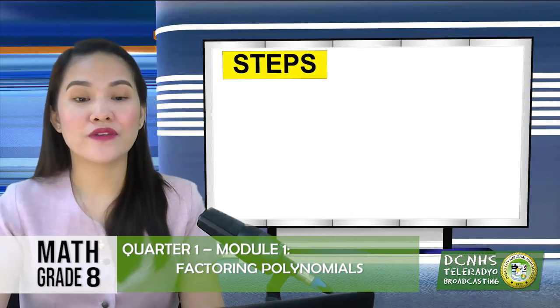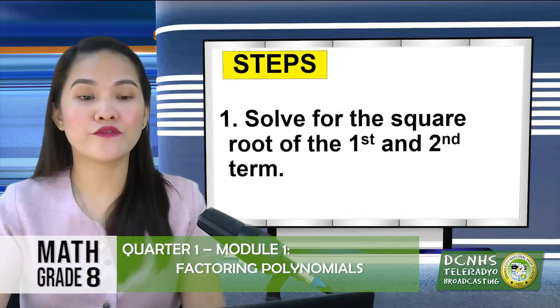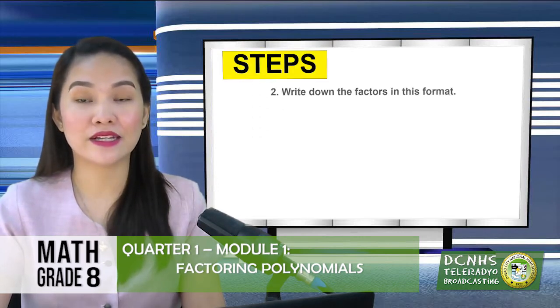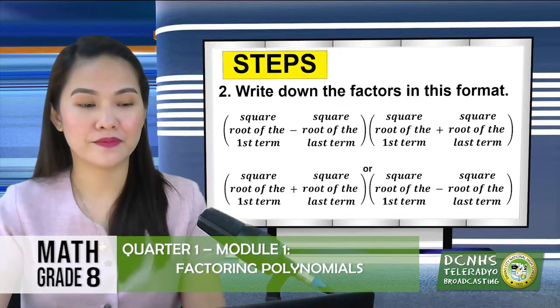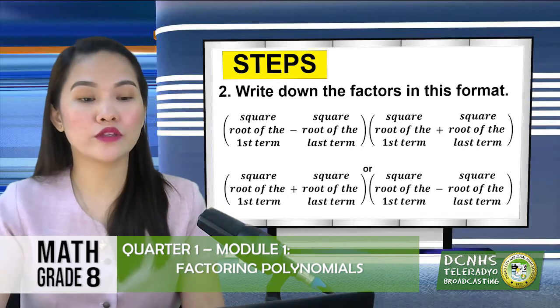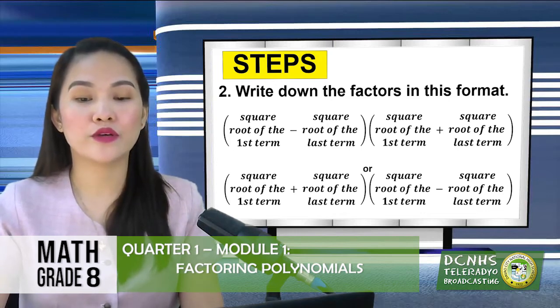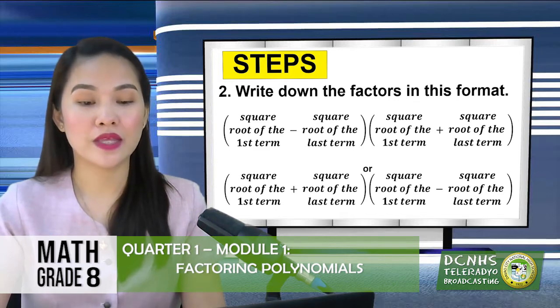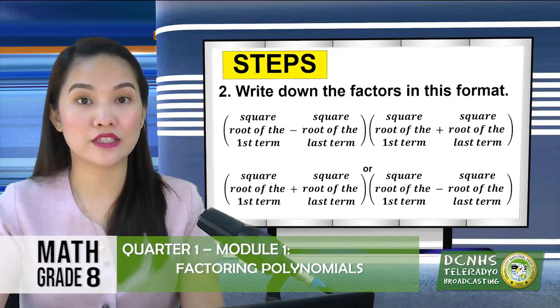Here are the steps to factor difference of two squares. First, solve for the square root of the first term and the second term. Then write the factors using this format. Quantity square root of first term minus square root of the second term times square root of the first term plus square root of the second term. Or, quantity square root of the first term plus square root of the second term times the quantity square root of the first term minus square root of the second term.